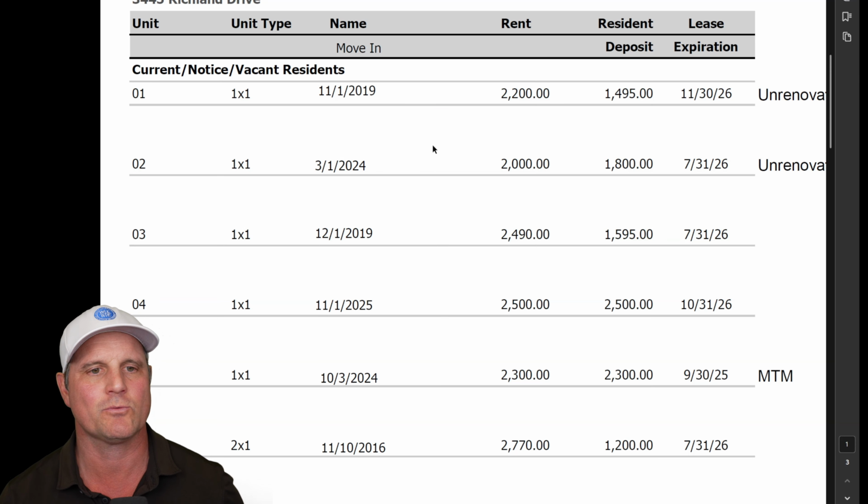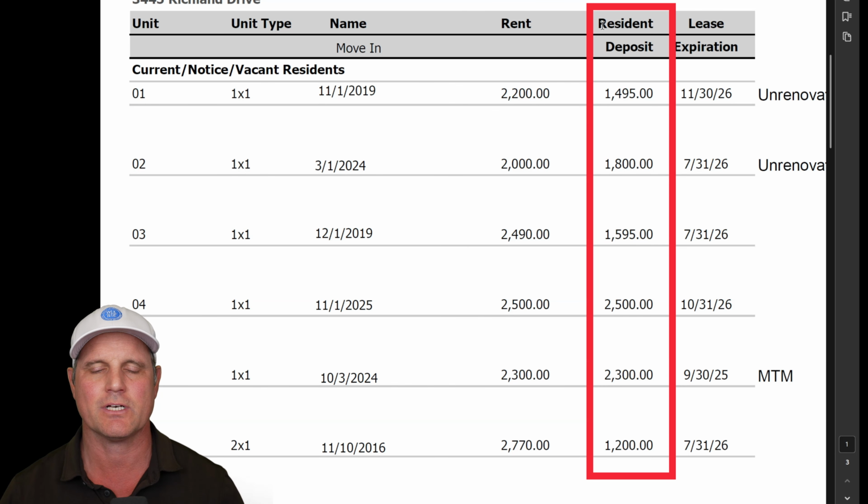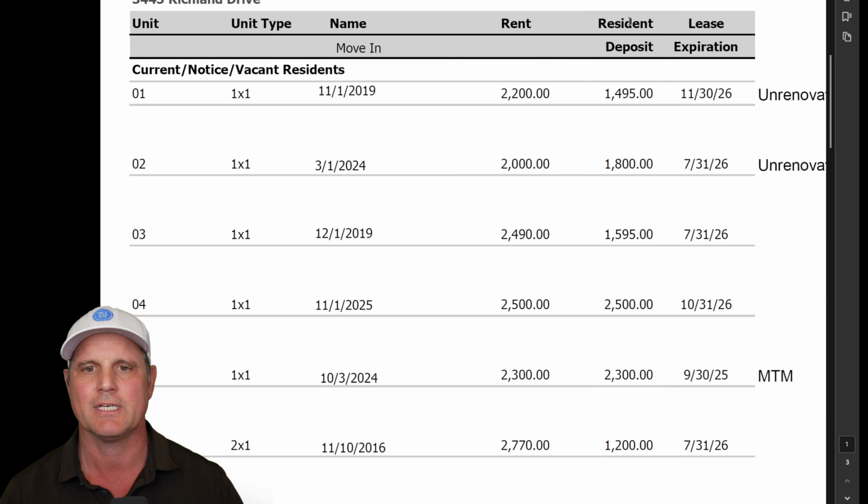It read the rent roll, saw this column that said rent, and knew that that was the rent for the units, but it also saw this column here, resident, black line, deposit. So it only read that as resident, so it assumed that that's what the resident was paying. I let it know that that column is actually for the security deposit for the resident.